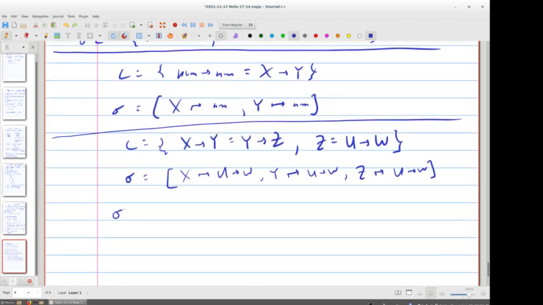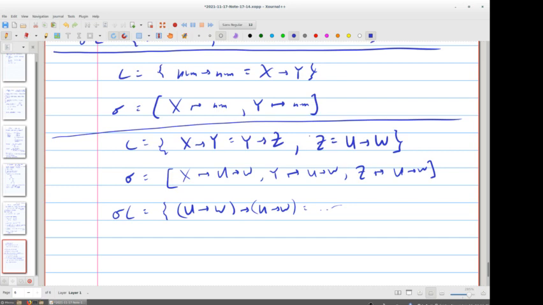Now, what happens when we apply the substitution to the constraint set? What does that first one become? It becomes kind of big and weird. So u arrow w, arrow u arrow w, equals the same thing. And then, again, u arrow w equals u arrow w. They all become u arrow w, okay? But it does satisfy the constraint set in the most general way possible.